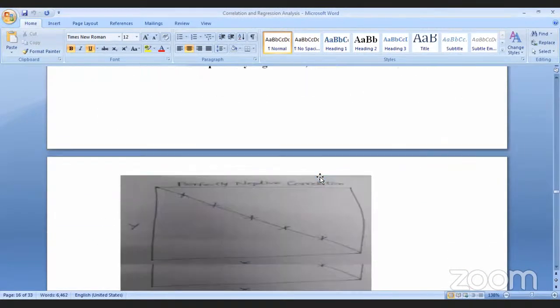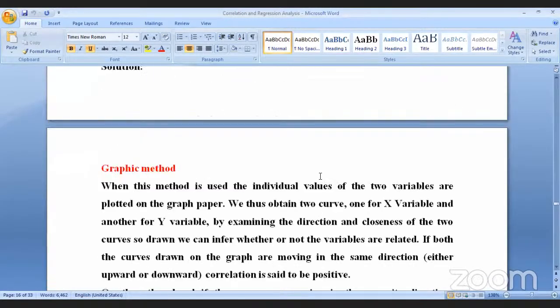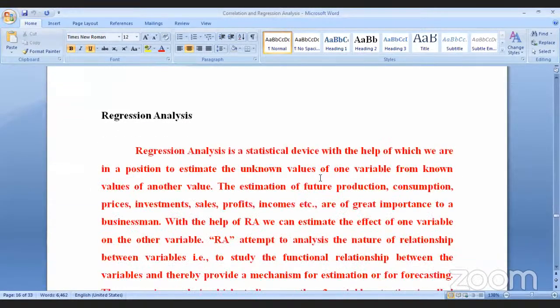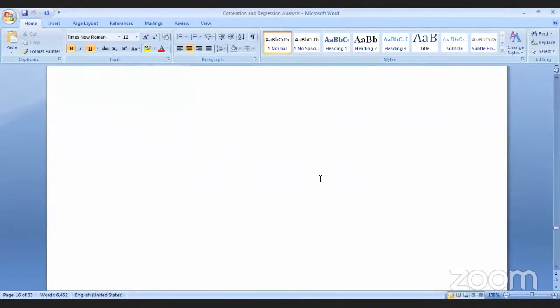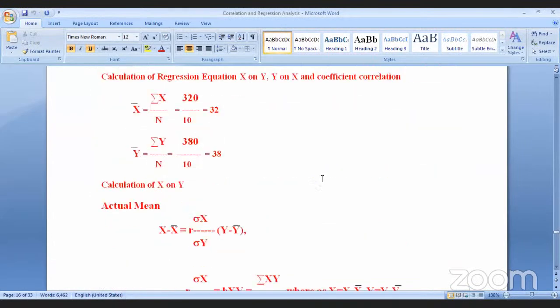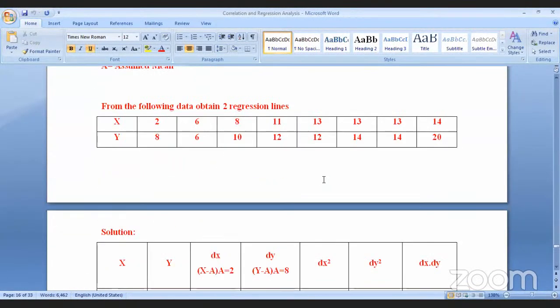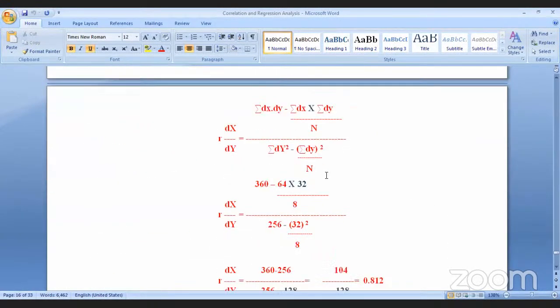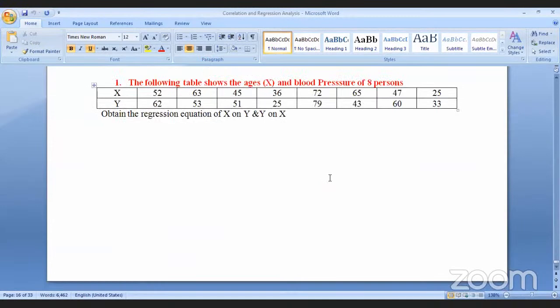Then scatter diagram we discussed. Graphic method also we completed. So regression also we have seen. So at this we completed regression analysis also, actual mean method and assumed mean method. So at this correlation chapter and regression is completed.